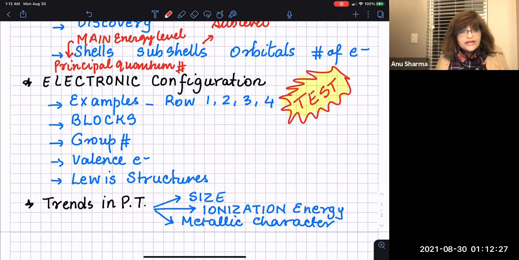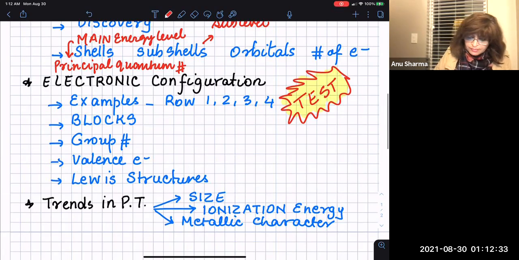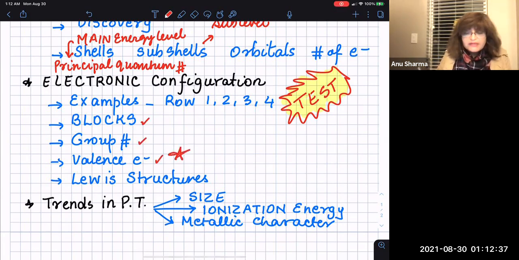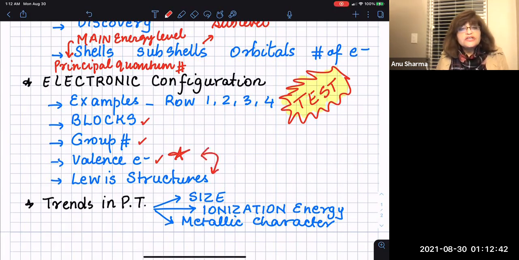We're going to cover in great detail the electronic configuration of that. All that is going to be on the test. You should know the blocks. You should know what group numbers are. Valence electrons are extremely important because these valence electrons are tied to the Lewis structures. Okay, so these things. And then the trends in the periodic table are also very important.